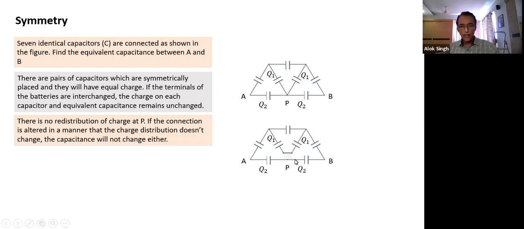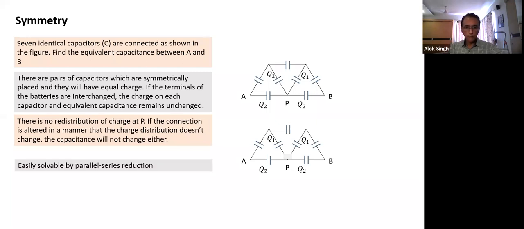So we can modify some of the junctions in this fashion, and when we modify the junction in this fashion, the charge distribution does not change. If the charge distribution does not change, the capacitance also does not change. The moment I remove this junction, it is easy to calculate the capacitance. These two become in series, I find the equivalent, and then these two become in parallel. By successive reduction using parallel and series combinations, we can find the equivalent capacitance. So that's a way we apply symmetry. I hope some of you have followed the method of application of symmetry. Any questions so far?